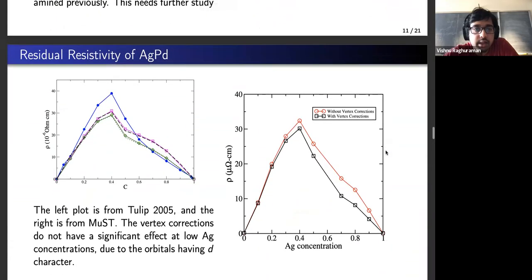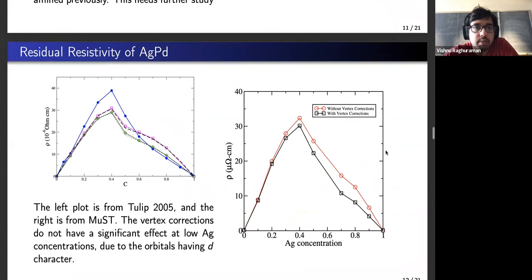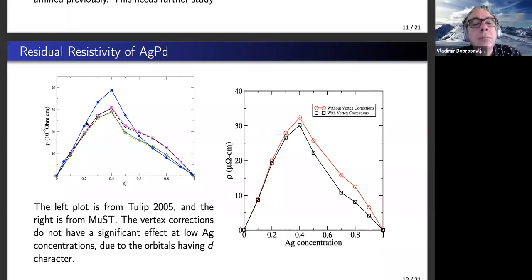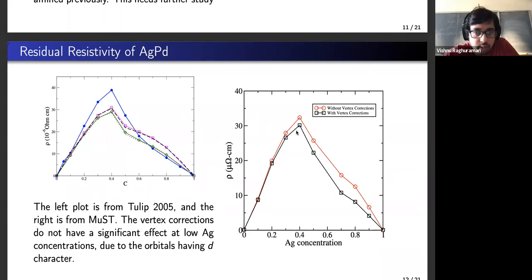So the second case we looked at was silver palladium, which is again very well studied. The left plot is from the same paper as before, and the blue one here is the experimental plot. So what you need to compare is the pink one with our red one, which is the one without vertex corrections, and the green with the black one, which has vertex corrections included.